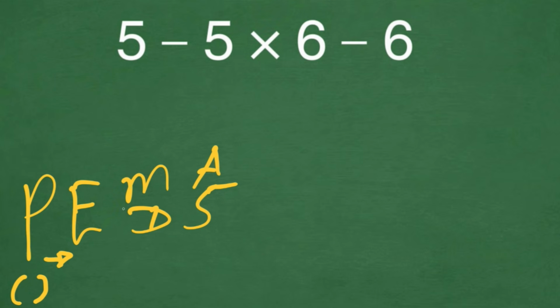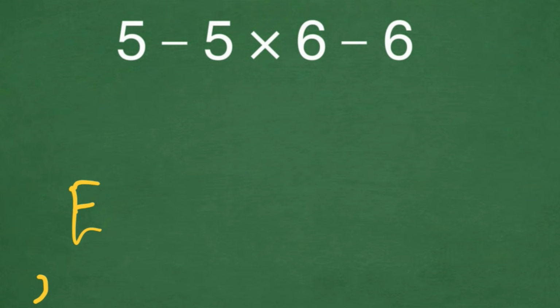And multiplication and division is the third thing to solve, right? So finally, after we solve multiplication or division, we have to move to the last operation, which is addition and subtraction. According to this rule, if we solve subtraction before multiplication, that is wrong. So let's go back into our problem.